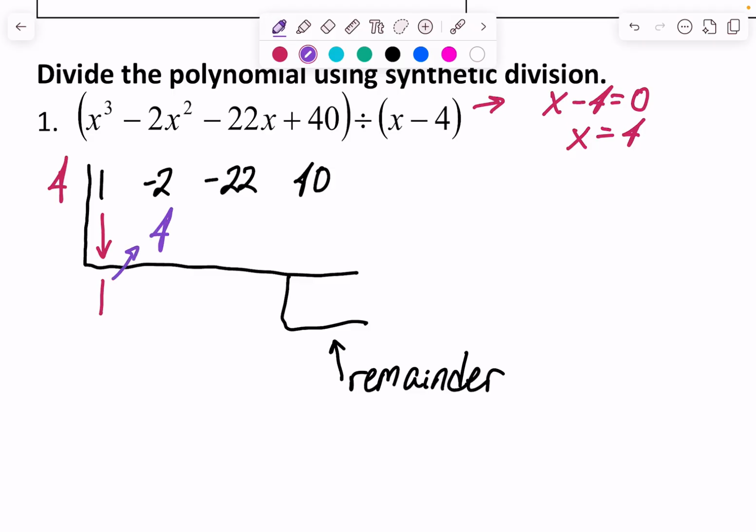And then we're going to add down. So negative 2 plus 4, we get 2. And then we take our 2, we multiply it by 4, so 4 times 2 is 8. We're going to write that in the next column and add down. Then we take negative 14 times 4, write it in the next column, and add down.